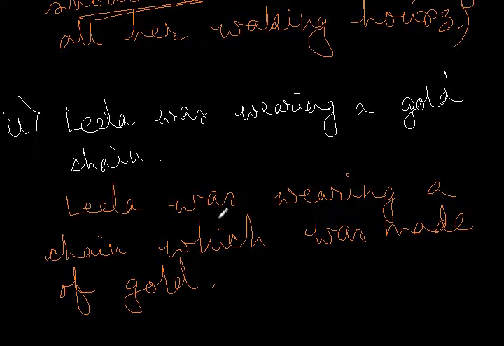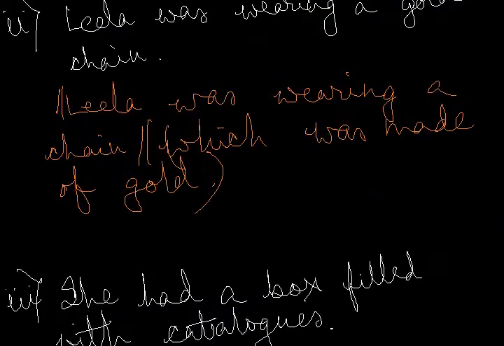Leela was wearing a chain. This is the main clause, whereas which was made of gold is the subordinate clause. So again, this is a complex sentence. This has now become a complex sentence. Let us move on to sentence number 3 now.